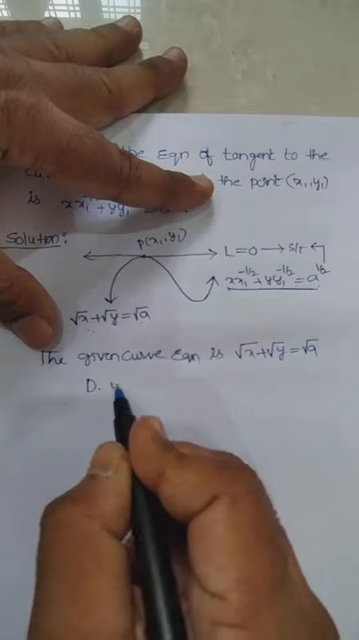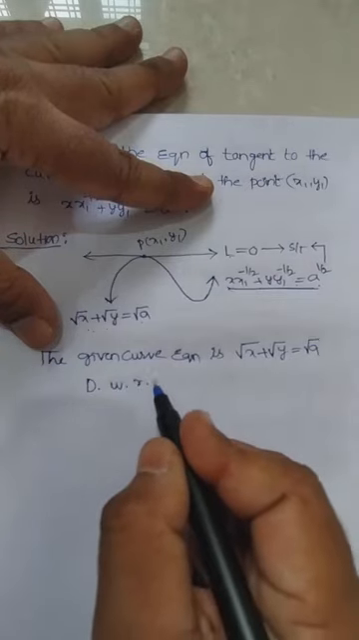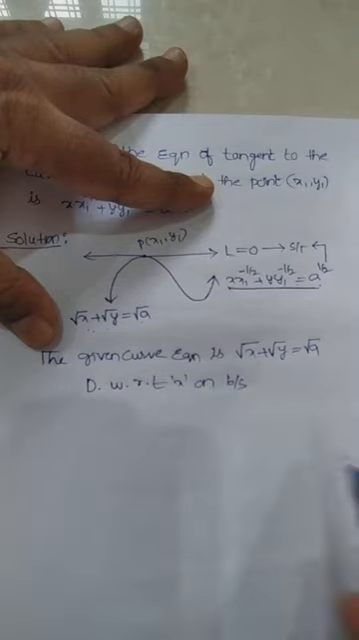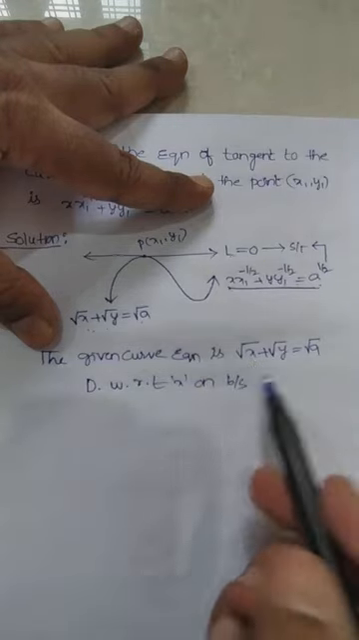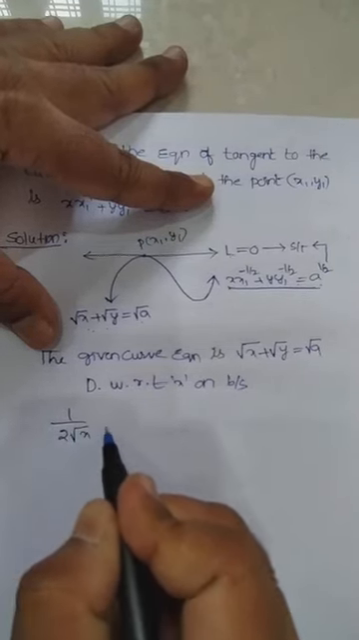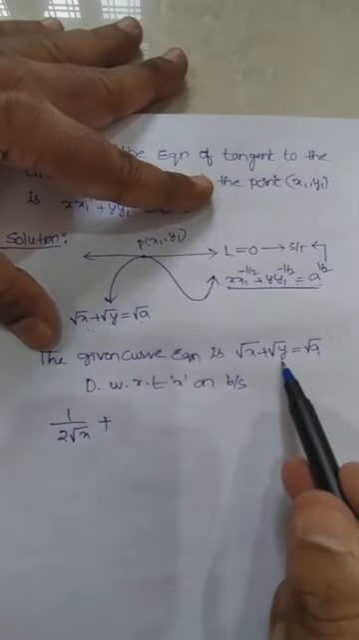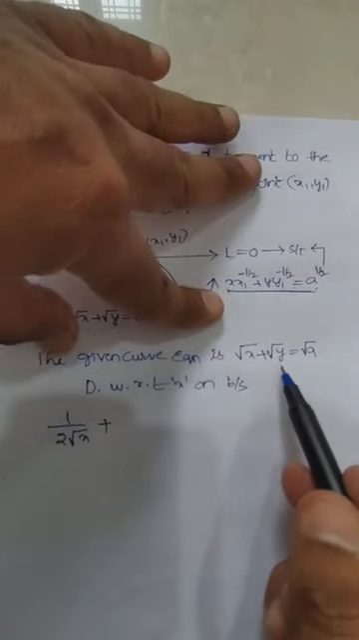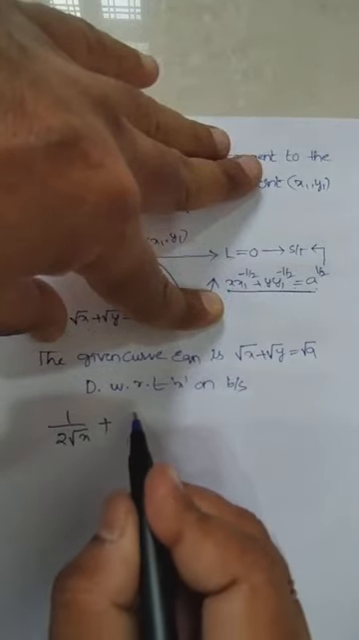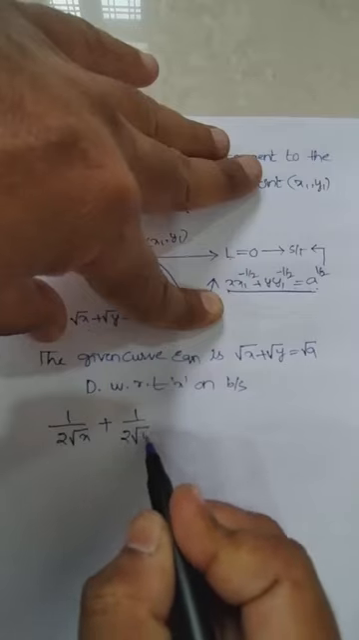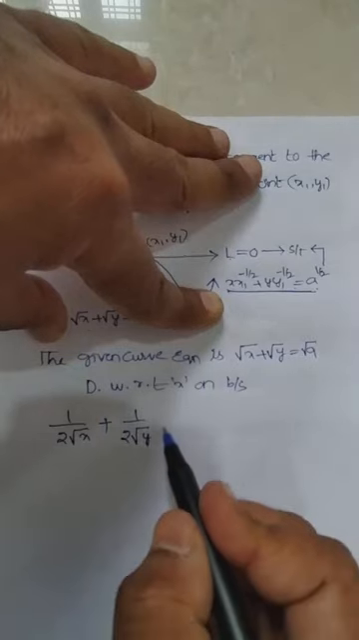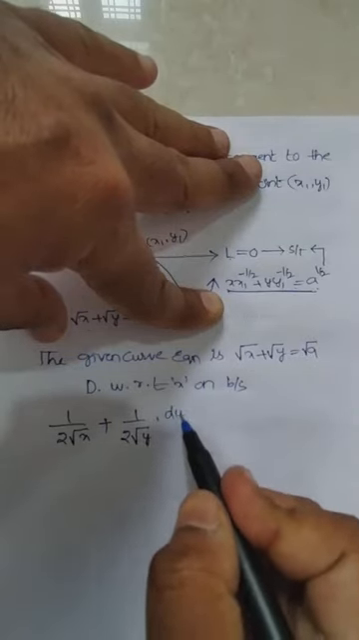Differentiating with respect to x on both sides. Okay, so now the derivative of root x is 1 by 2 root x, plus the derivative of root y. Here the function is not in x terms, so first you have to differentiate it, which gives 1 by 2 root y. So here in place of x we have y, so we have to differentiate the y once again.